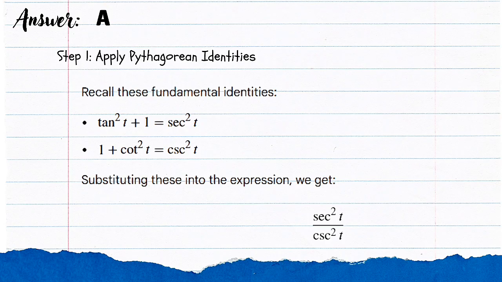First is apply Pythagorean identities. Let us recall the fundamental identities. First, tangent squared t plus 1 is equal to secant squared t, and 1 plus cotangent squared t is equal to cosecant squared t. And if we substitute these into the expression, we get secant squared t over cosecant squared t.